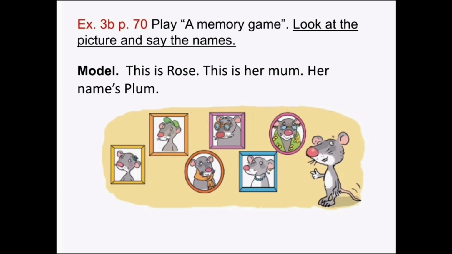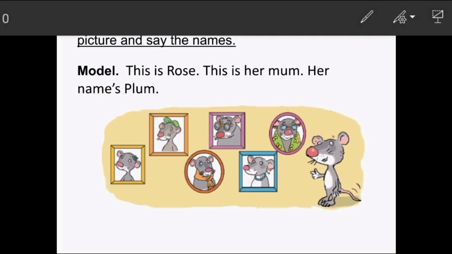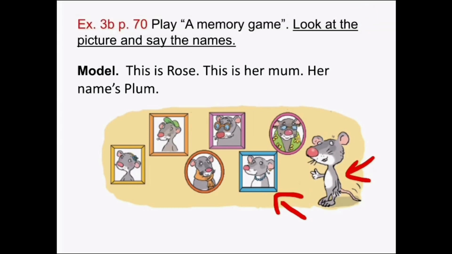Exercise 3B, page 70. Play a memory game. Look at the picture and say the names. Model. This is Rose. This is her mom. Her name's Plum. Please continue.